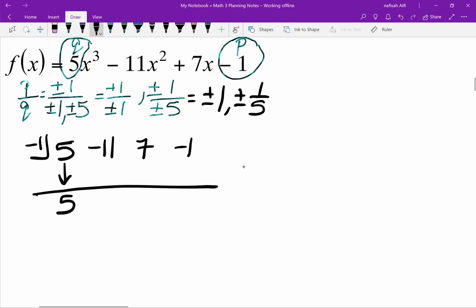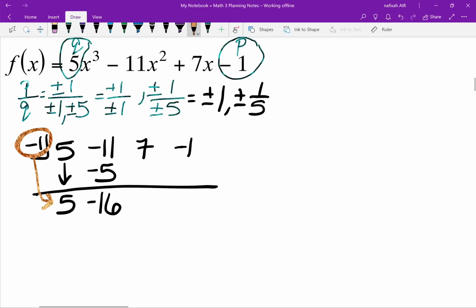Once you bring down the 5, you multiply the box number by the number you put down here. So I'm going to take -1 and I'm going to multiply it by 5. -1 times 5 is -5. You write that on the second line, and then you just go ahead and you do the math. You do -11 minus 5. -11 minus 5 is -16. And then you start all over again.